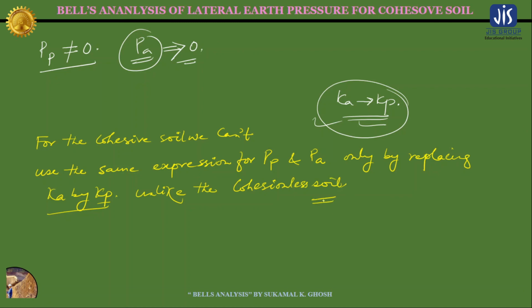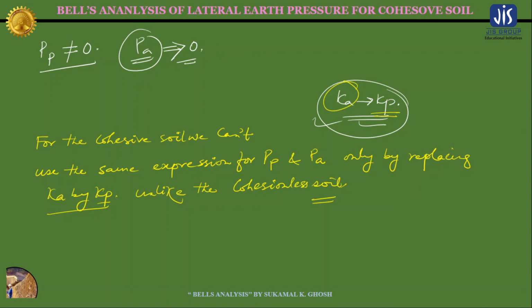So these are the differences between the analysis of cohesive soil and the cohesionless soil. What I actually want to say is that for the analysis of cohesionless soil, you don't need to derive the expressions for the active earth pressure and the passive earth pressure differently. You just need to calculate either only the active earth pressure or only the passive earth pressure. Suppose you derive the expression for the active earth pressure, then to derive the expression for the passive earth pressure, you just need to replace this Ka with Kp. So it is so simple.